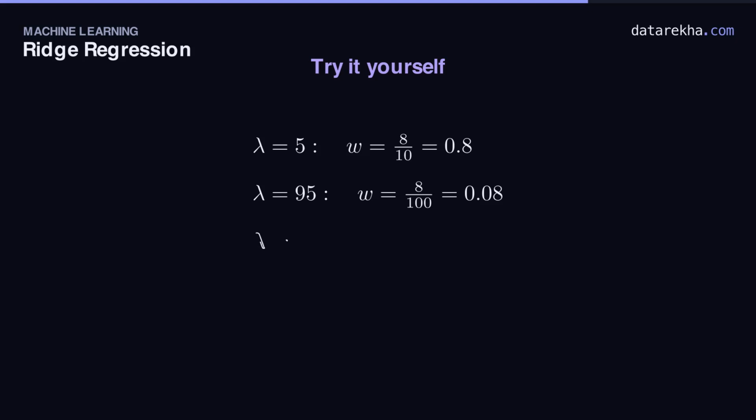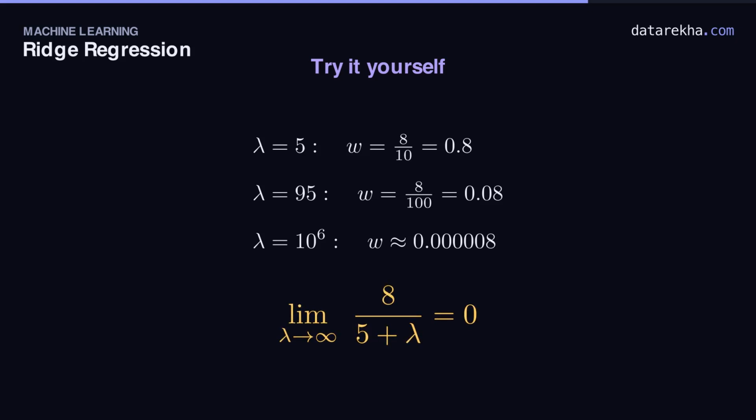At lambda equals 5, the weight is 8 over 10, 0.8. At 95, 8 over 100, down to 0.08. At a million, it's essentially 0. The denominator races off to infinity, while the top stays fixed at 8. So the weight is driven straight to 0.